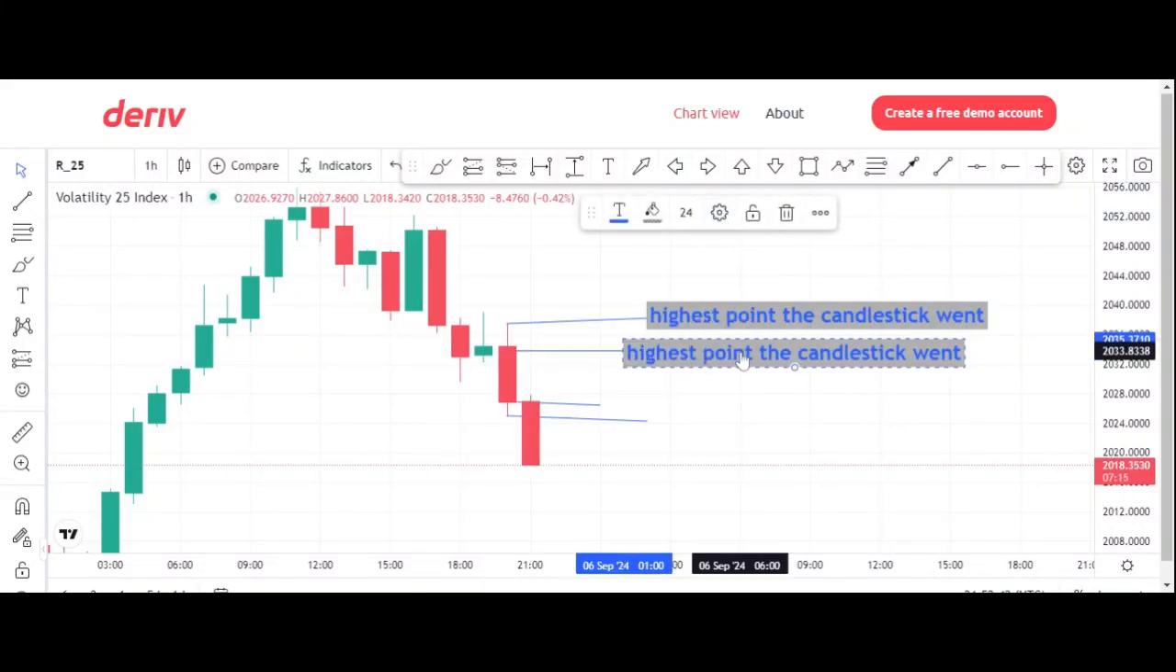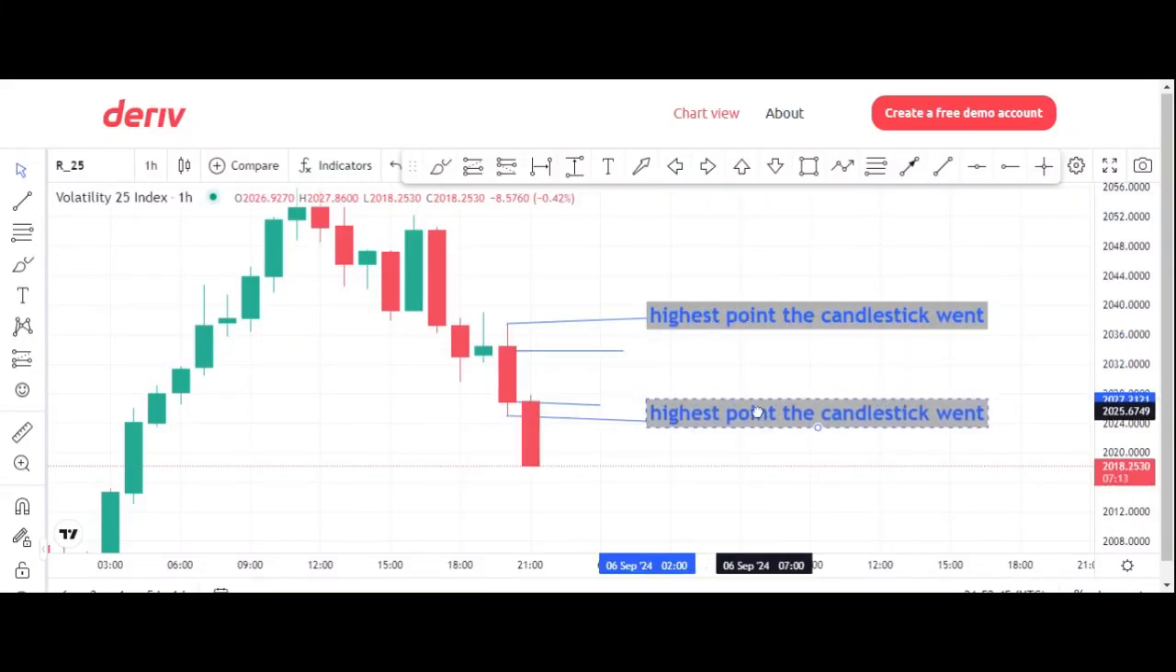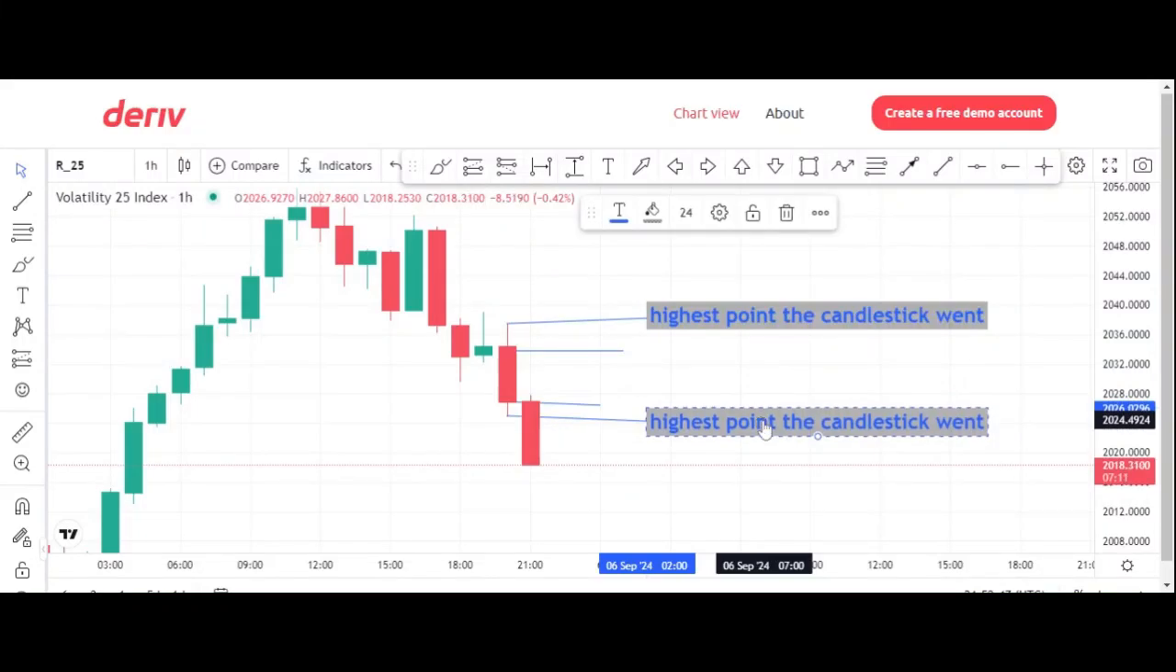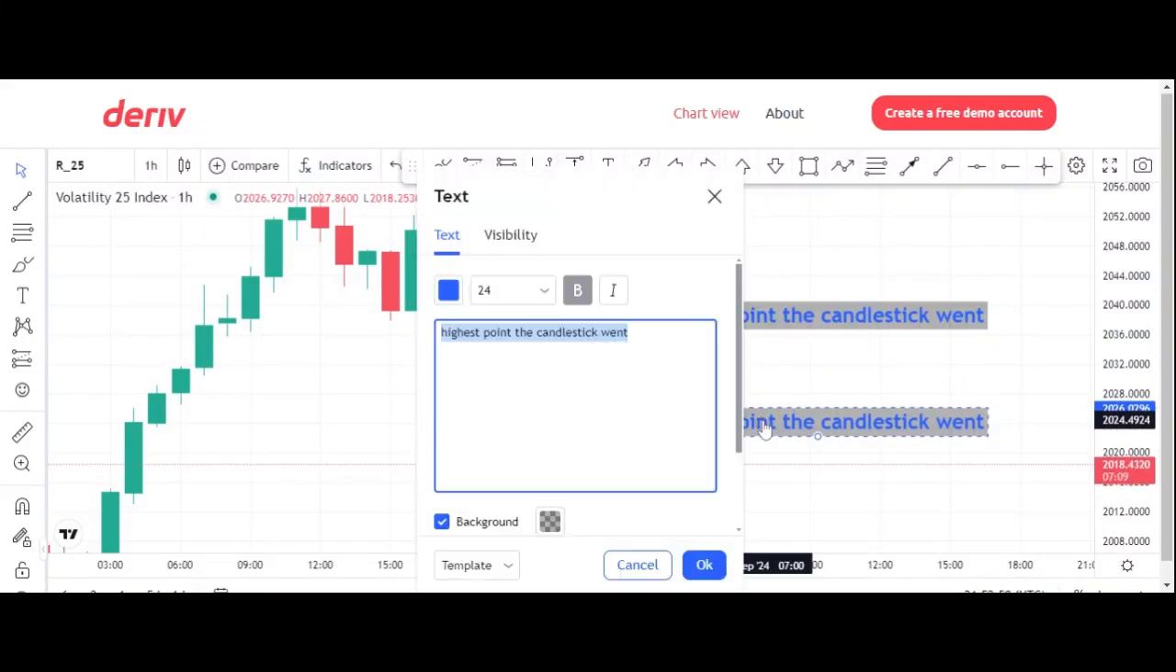Now I will label the wicks, you will see them. To be direct on the wicks, these are lines extending above and below the body. We have the upper wick, and this indicates the highest price reached during the period. When we talk of the lower wick, it indicates the lowest price reached during the period.